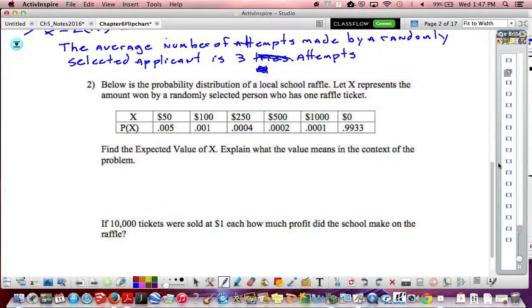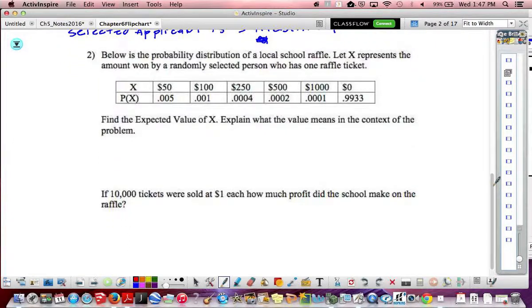So, if you look at what they're raffling off, they're raffling off $50, $100, $250, $500, and $1,000. And 0, nothing, of course. Find the expected value of X. All right, so let's do that. So, my expected value of X. Again, what I'm doing is taking each outcome and multiplying it by its probability.